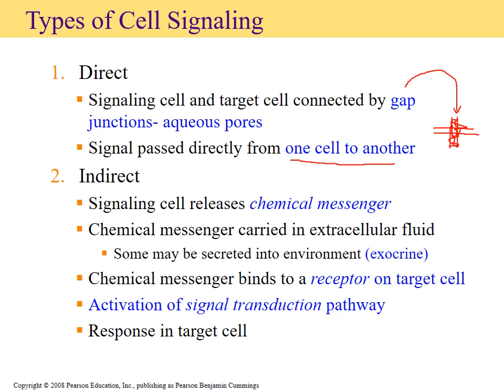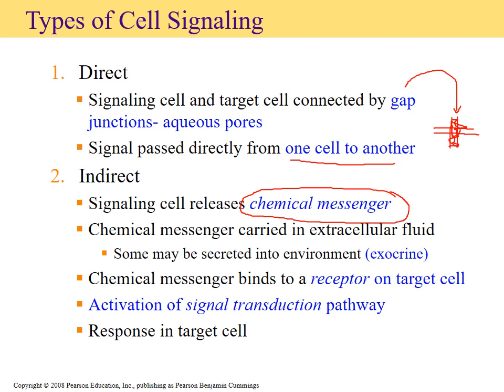On the other hand, if you want to do more of a long-term messenger signal, meaning that maybe you want to communicate from one organ to the next, or even to a cell that's not directly close to you, you're going to have to utilize indirect cell signaling. This is going to involve the release of a chemical messenger, such as a hormone. The cell will release the hormone, and it will often travel in the bloodstream or any type of extracellular fluids.